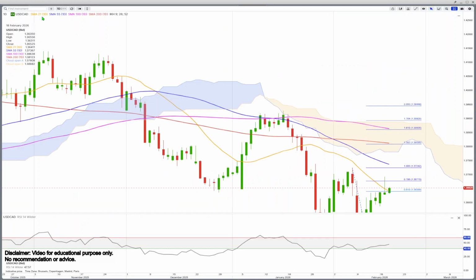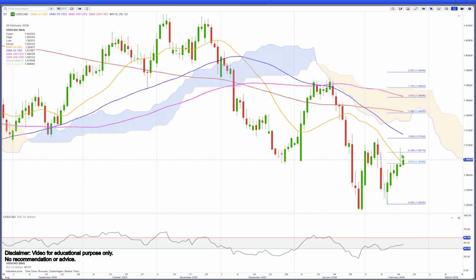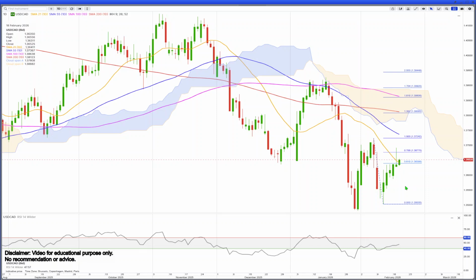Dollar Canada, let's just resize there. Dollar Canada still in a bouncing mode, spiked higher above the 786 retracement yesterday. Can it continue? I mean, it did fall back, and if it can't take out that to push up to 137 and a quarter, well, then it should slide back here in the coming days.